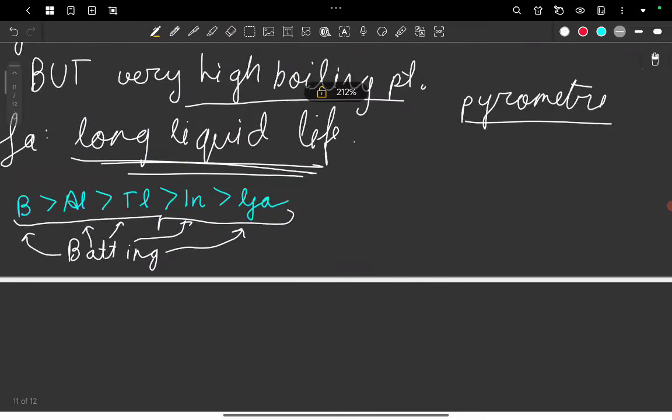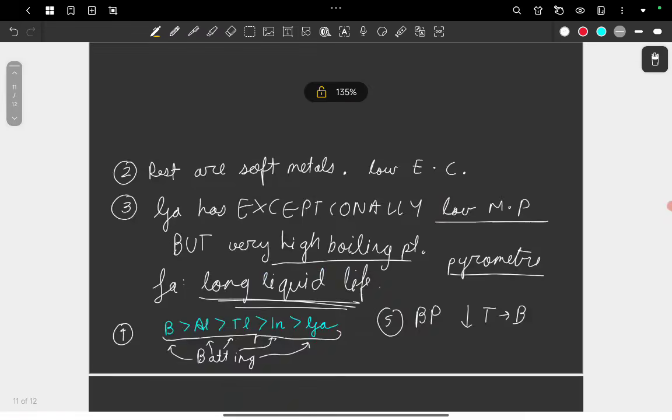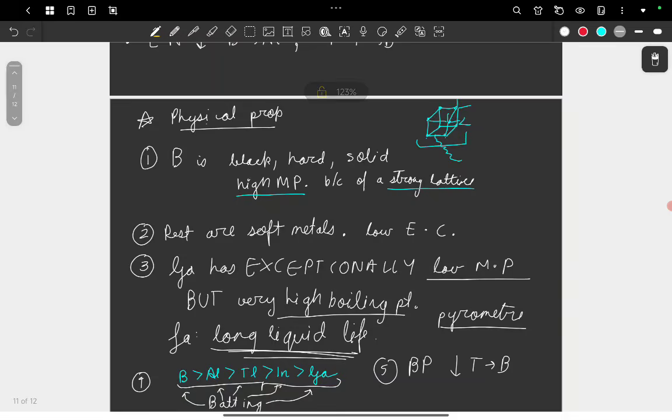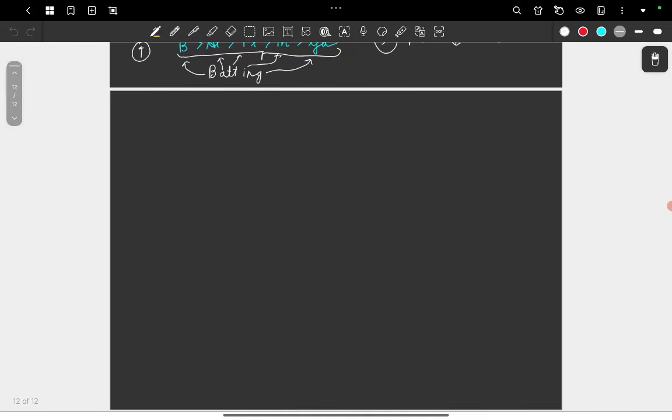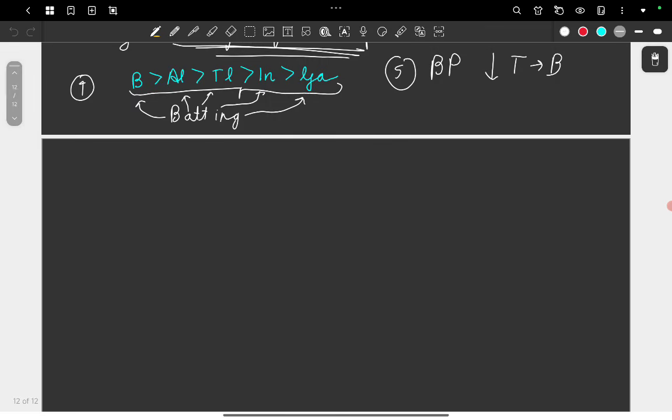And boiling point, last physical property. Boiling point is a constant decrease from top to bottom, which means boron has the highest and thallium has the lowest. Now last part we have to study is chemical properties.